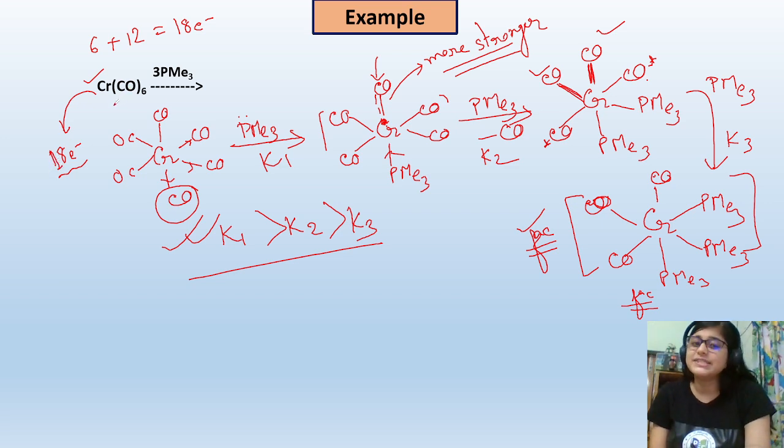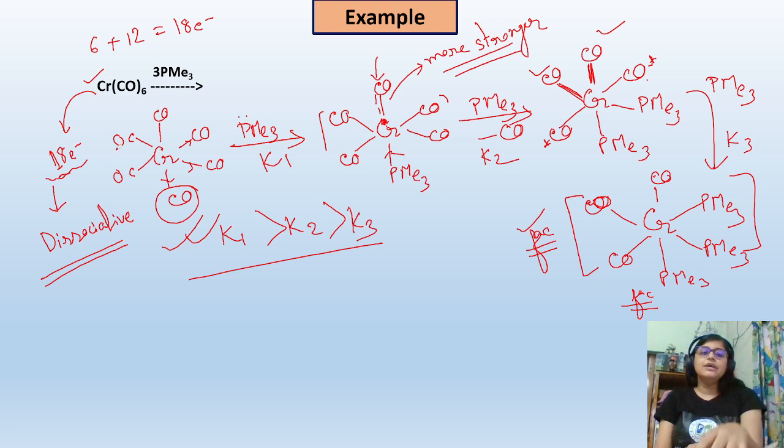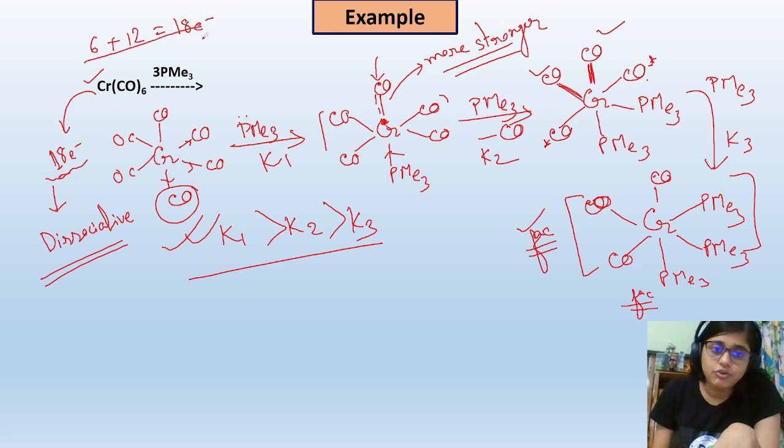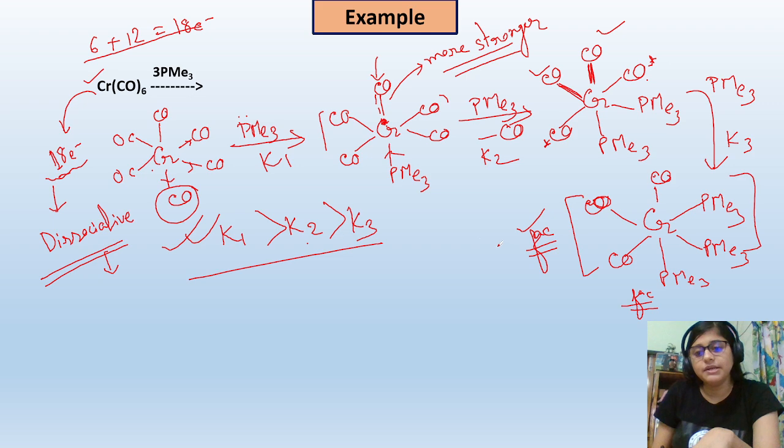But here no flexidentate ligand is present, right? And it is 18 electron, so it goes through a dissociative mechanism. That can also be a question. So what we have read from this slide: as it is an 18 electron species and doesn't have any flexidentate ligand, it will show a dissociative mechanism, and K1 will be greater than K2 and greater than K3, and we see what isomer will form in a major amount.